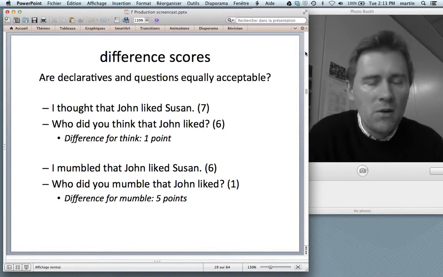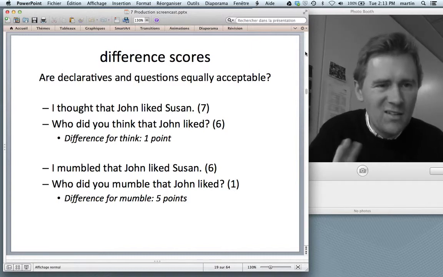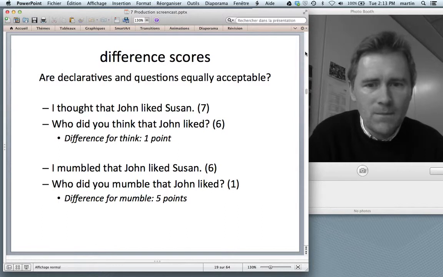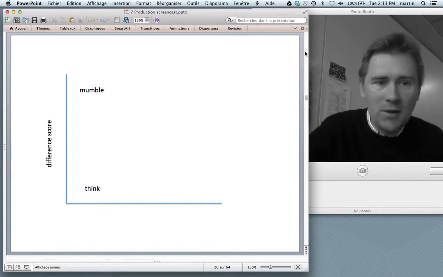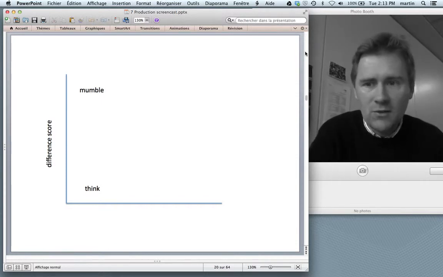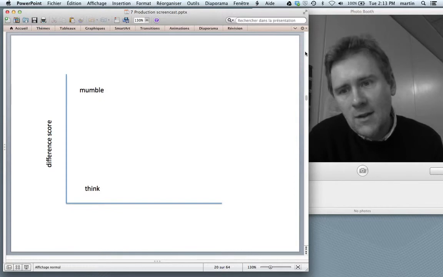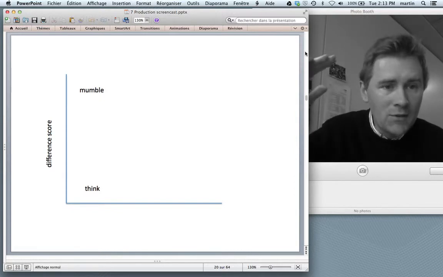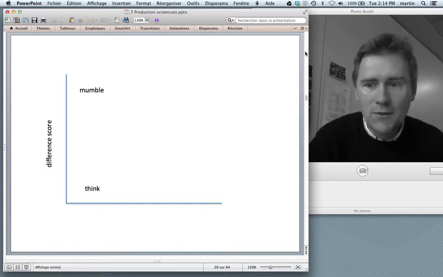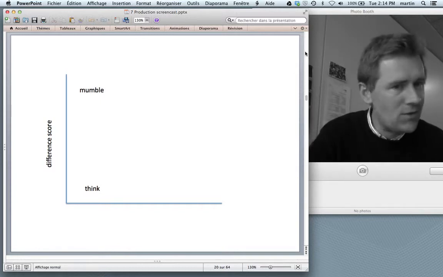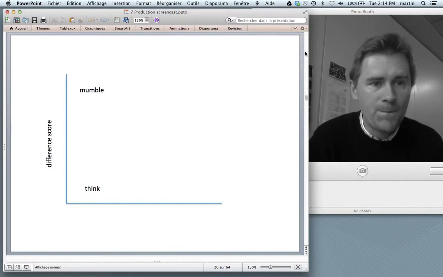I mumbled that John liked Susan. That's a fine sentence of English. Who did you mumble that John liked? The corresponding question is not so good. So there's a large difference for mumble. If you project this on a scale where you have a coordinate system with a difference score on the y-axis here, then mumble would have a high difference score and think would have a lower difference score, meaning that both questions and declaratives are equally fine.